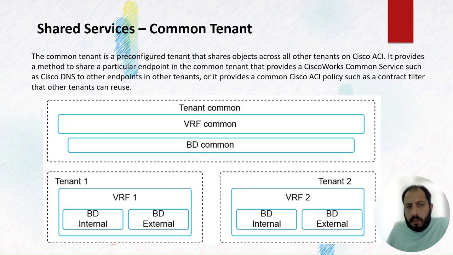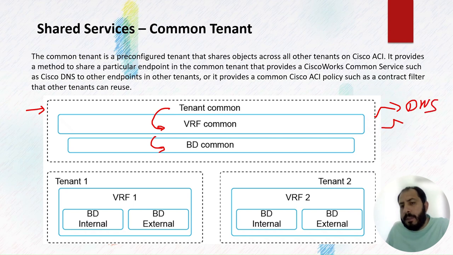Now, how does the common tenant work? The common tenant is a predefined, configured tenant that contains complete tenant components such as VRF and bridge domain. The purpose of this tenant is to be accessible to all other tenants in your environment, where it can share its VRF and bridge domain across all the other tenants in your environment. Therefore, if you have a DNS server or NTP server, you can host it on the common tenant, and accordingly, the common tenant will provide this information, your NTP and DNS information, to other tenants.